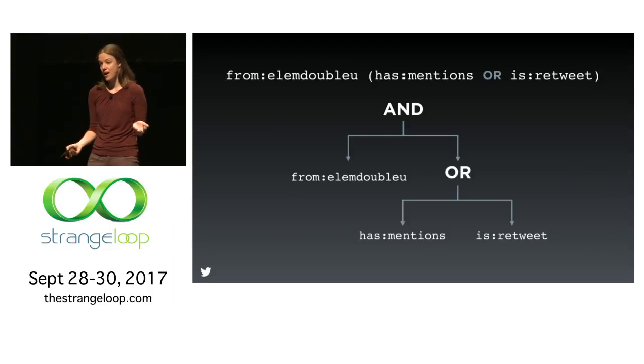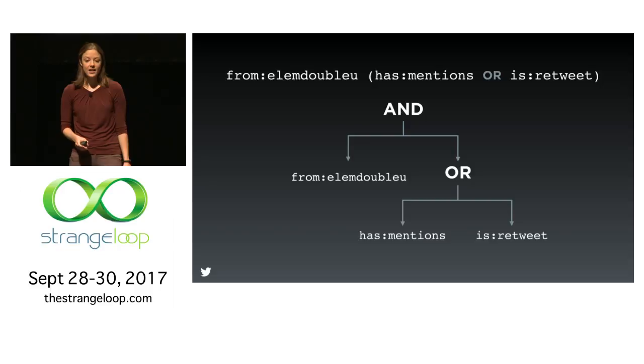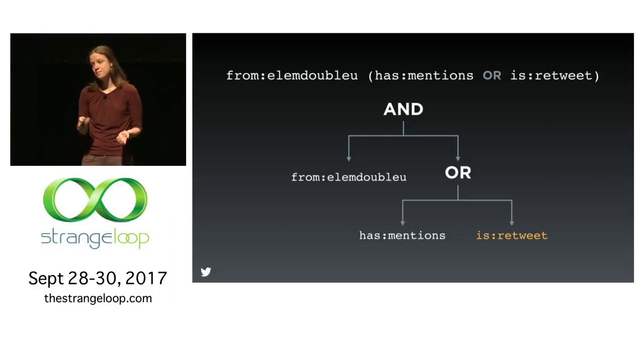So we do this programmatically in real time, and this is an example of the AST, the abstract syntax tree, of how we would programmatically walk through the rule. This one is pretty simple. We'd start with the and, and then we can check whether a tweet is from LMW. Then we can move on to the or, and traverse through each of the children of the or and check whether it has mentions or is a retweet.